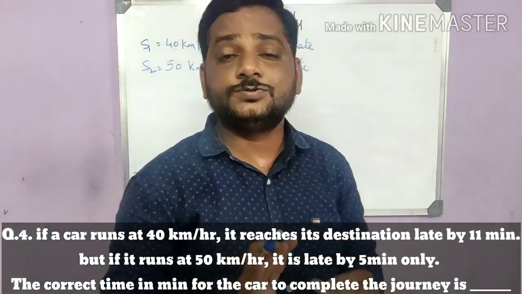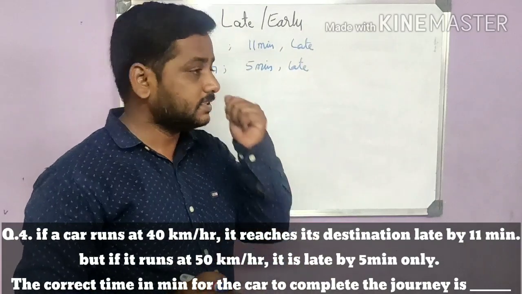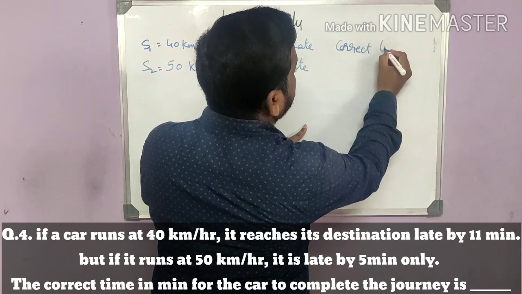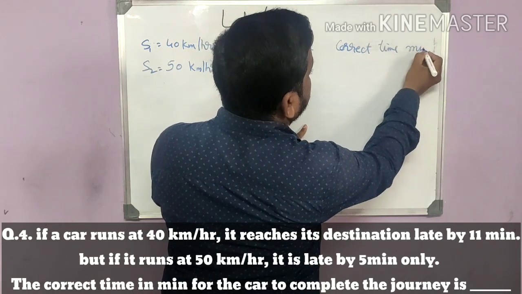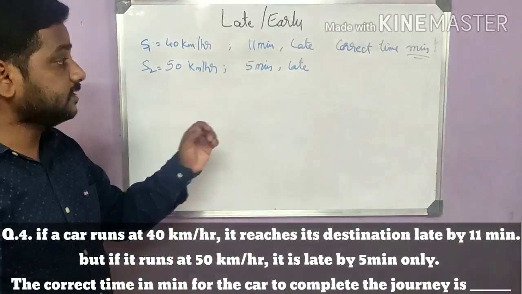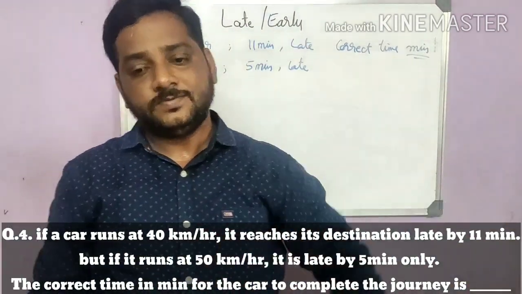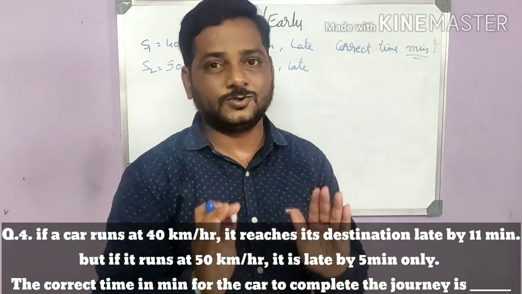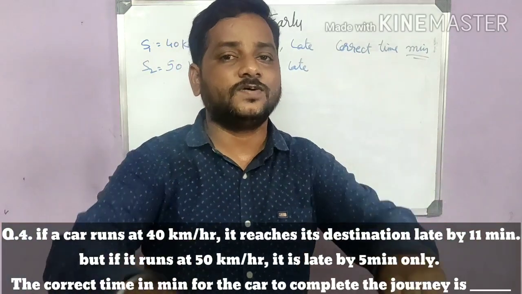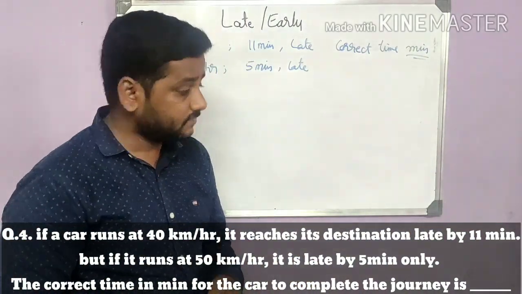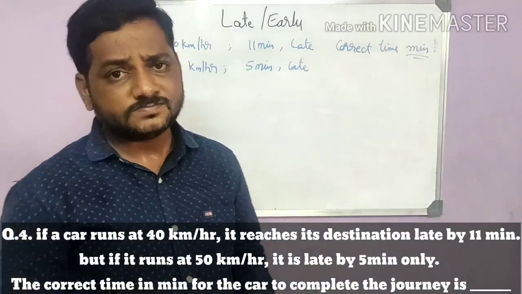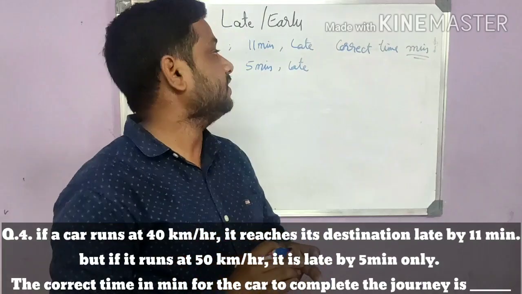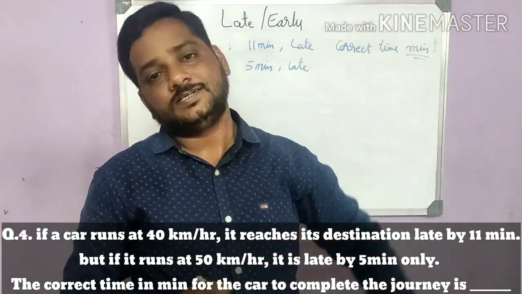So here they have not asked you to find the distance. They asked you to find the correct time in minutes. What is the correct time in minutes by which the car reaches the destination? So what would be the correct time to complete the journey? That's the question. They have not asked you to find the distance, but we have a formula for distance, right? So first we will find the distance, and after finding the distance we will try to find the correct time to reach the destination.